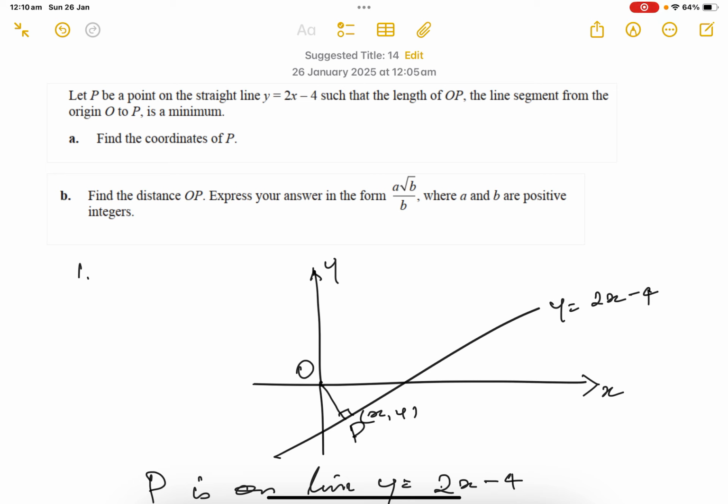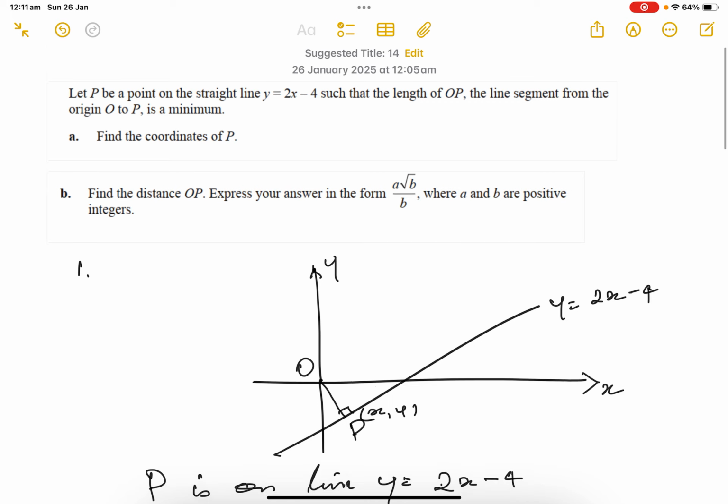A past question on coordinate geometry. Let P be a point on the straight line y equals 2x minus 4 such that the length of OP, the line segment from the origin O to P, is minimum. Find the coordinates of P. And the second part, find the distance OP. Express your answer in the form of A root B divided by B, where A and B are positive integers.